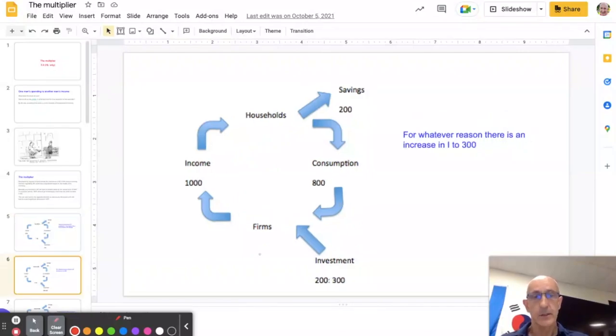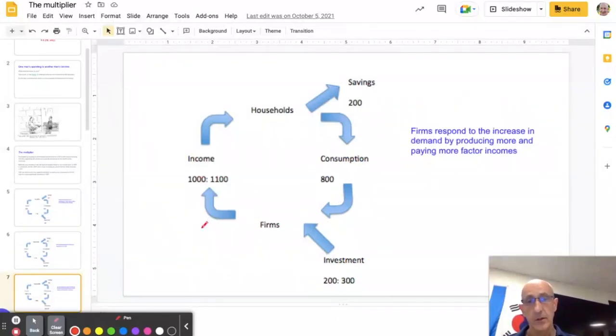And then what we say is something happens. In our example, because we've not got the government shown, we're just going to assume investment increases. So maybe producer confidence has gone up in the economy. Maybe interest rates have gone down. But investment increases to 300. Now that's created an imbalance in our economy because the level of demand, C plus I, which is 800 plus 300, 1100, is no longer equal to what the firms are producing. So the firms, we assume, will respond to that increased demand by producing output of 1100.